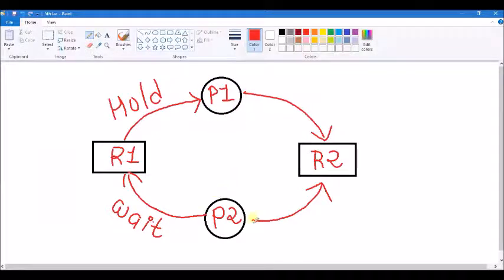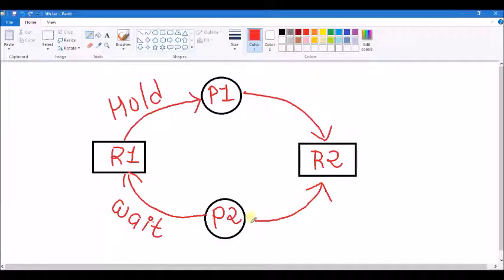Suppose P1 and P2, two processes, are there, and two resources, R1 and R2. Now, P1 and P2 both are requesting resource R2. But the first request that arrived for resource R2 is from process P2. So first priority is given to process P2, right? Now we apply Banker's algorithm to check whether to grant this request or not.